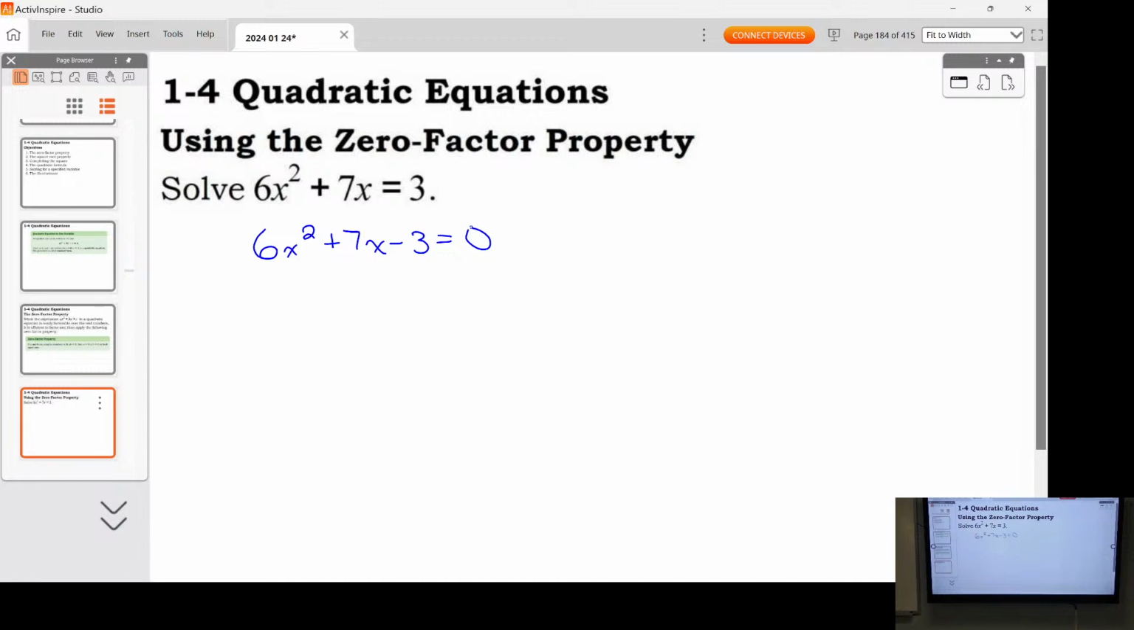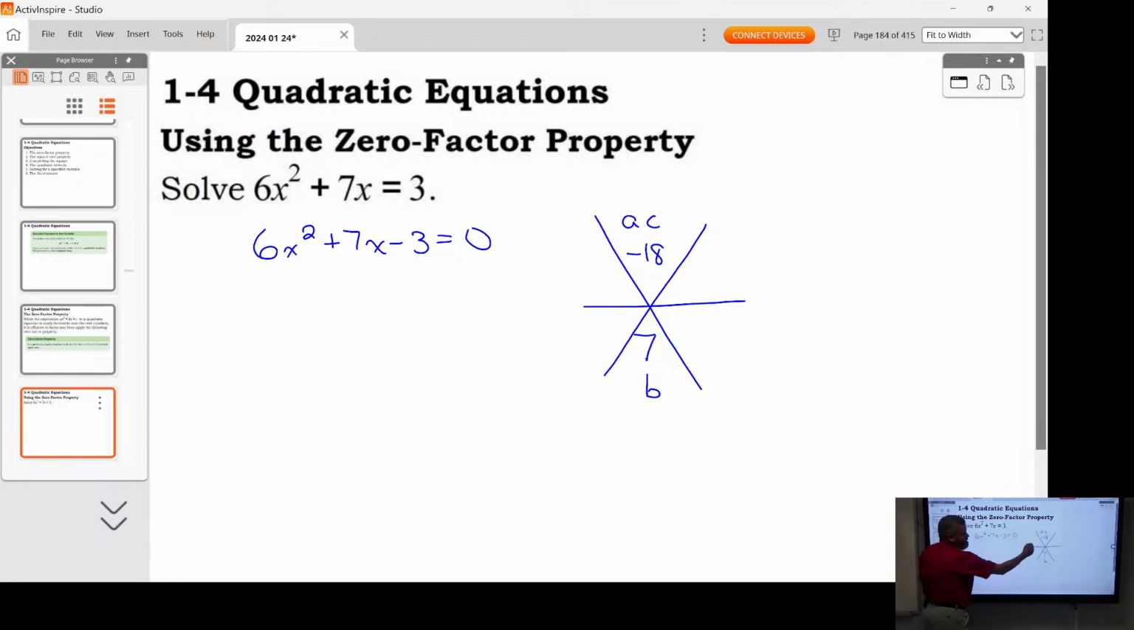Now let's determine if it's easily factorable. Does 6x squared plus 7x minus 3 factor? How do we find out? Just snowflake it. Top center, a times c is 6 times negative 3, negative 18. Bottom center, b is 7. Top left and top right, 6x. We take the leading coefficient and the variable and half the exponent. So half of 2 is 1.